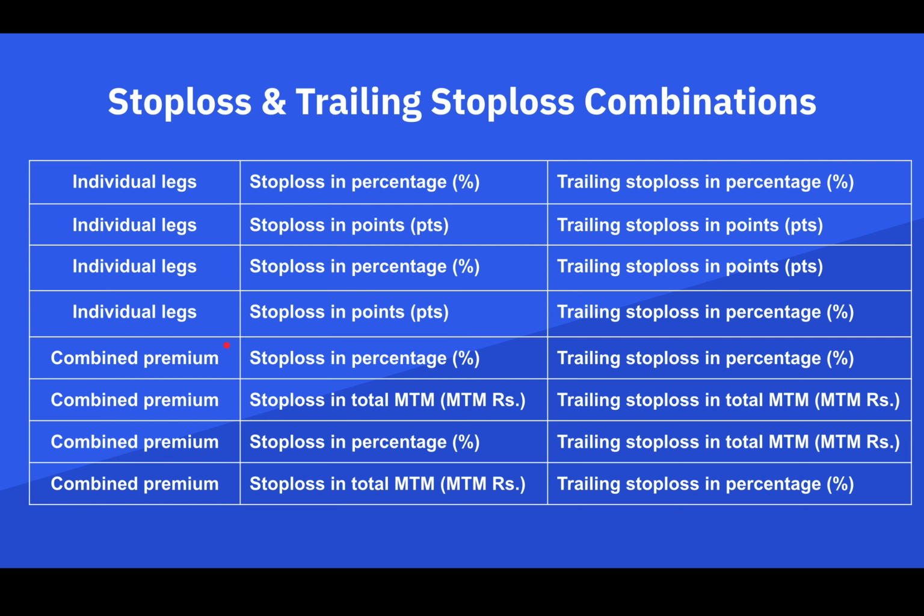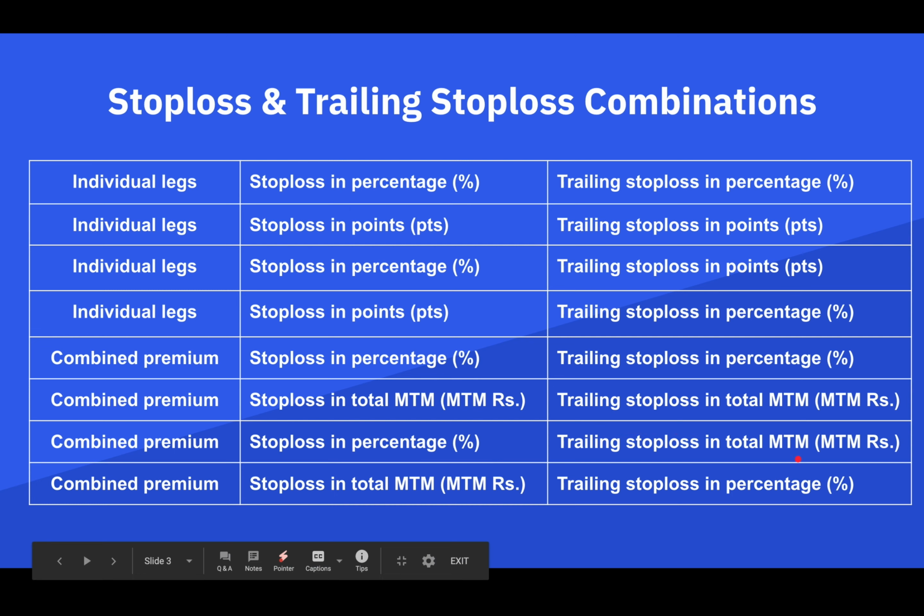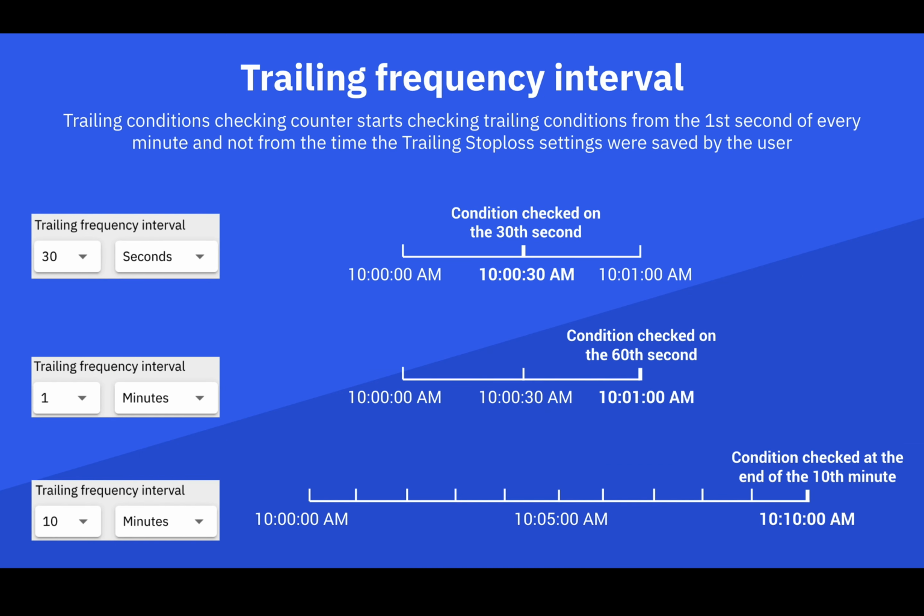Similarly, with combined premium, stop losses can be given in percentage and trailing stop loss can also be given in percentage. You can give your stop loss in MTM and trailing stop loss in MTM, or you can do a combination where your combined premium stop loss is in percentage and your trailing stop loss is in total MTM, and vice versa.